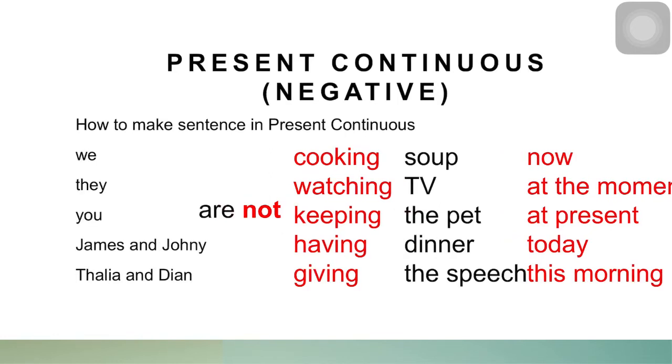Next, for the negative form with the subject we, they, you, James and Johnny, Talia and Dian. For example, we are not cooking soup now. They are not watching TV at the moment. You are not keeping the pet at present. James and Johnny are not having dinner today. Talia and Dian are not giving the speech this morning.